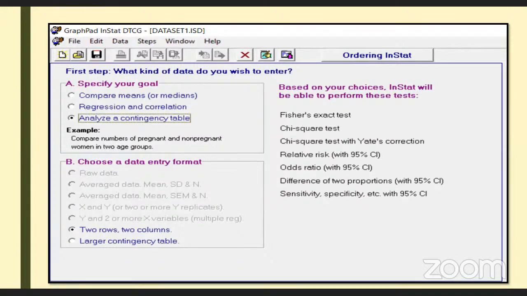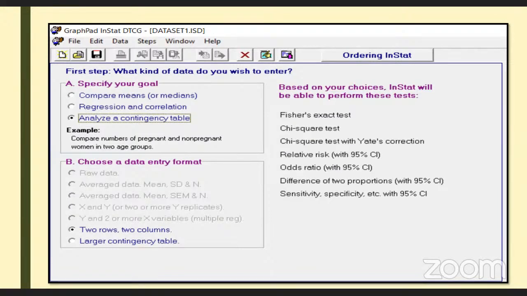Chi-square test with Yates correction. Yates correction is required when any of your cell sizes is less than 5. Then you have to go for Yates correction. Then we have different other statistical tests. Relative risk, odds ratio, and all that is also used. So we have different tests, which can be applied by using various statistical software.